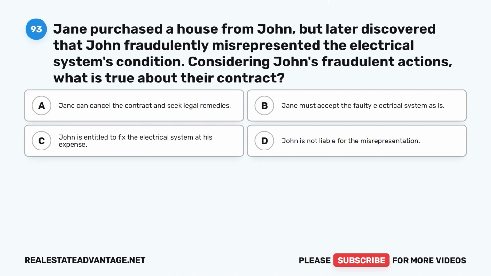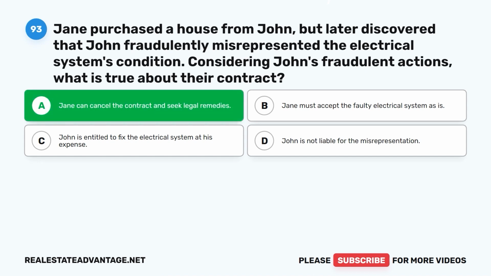Jane purchased a house from John but later discovered that John fraudulently misrepresented the electrical system's condition. Considering John's fraudulent actions, what is true about their contract? A. Jane can cancel the contract and seek legal remedies. B. Jane must accept the faulty electrical system as is. C. John is entitled to fix the electrical system at his expense. D. John is not liable for the misrepresentation.